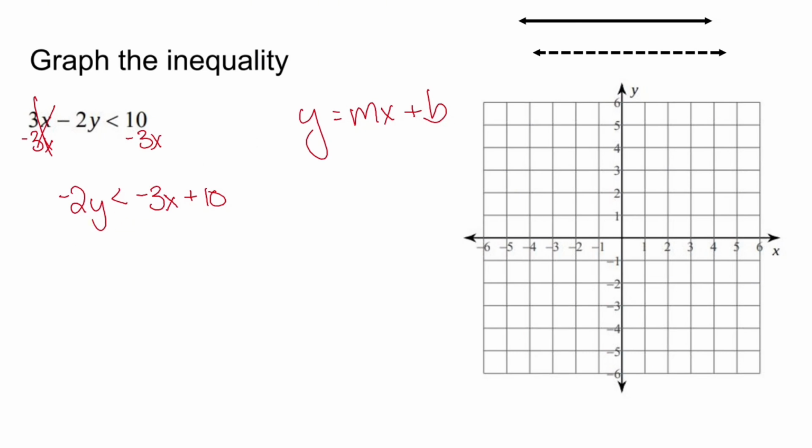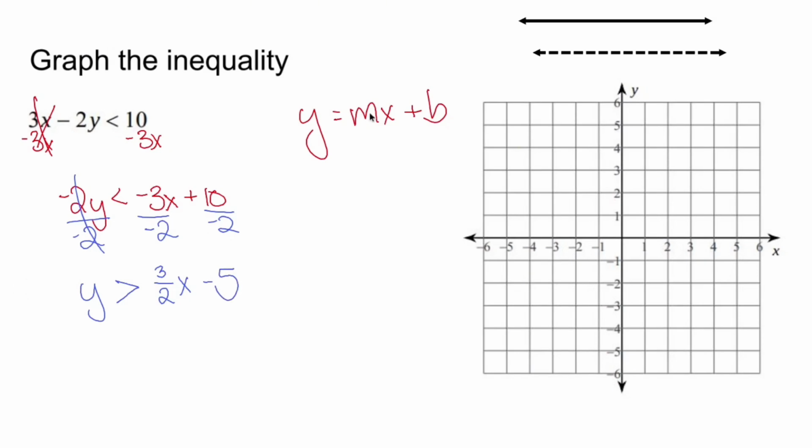Now, is y all by itself? No, I have negative 2 being multiplied to y. So how do we get rid of a negative 2? Divide everything by negative 2, which means something happens. When you take an inequality and multiply or divide by a negative, you flip the sign. Like that. So since we divided by negative 2, less than becomes greater than. Negative 3 over negative 2 becomes positive 3 over positive 2. X comes along for the ride. Positive 10 divided by negative 2 becomes minus 5.